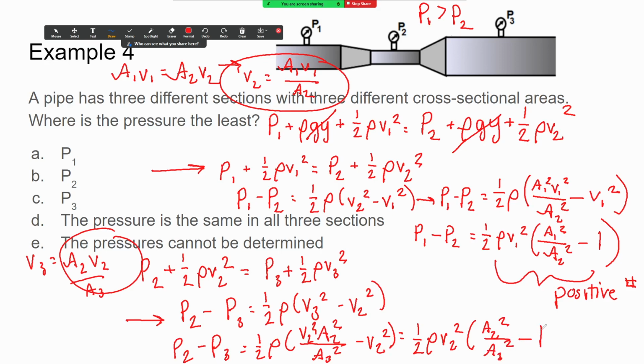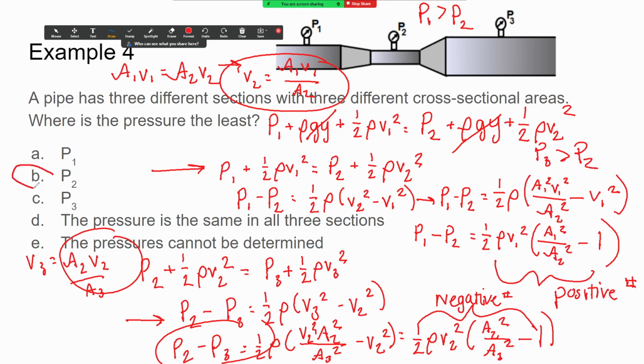squared minus 1. However, we know A2 is less than A3, so this side is now going to be a negative number. If that's a negative number, that must mean that P3 is bigger than P2. So that means that if P1 and P3 are both bigger than P2, then P2 has to be the smallest.